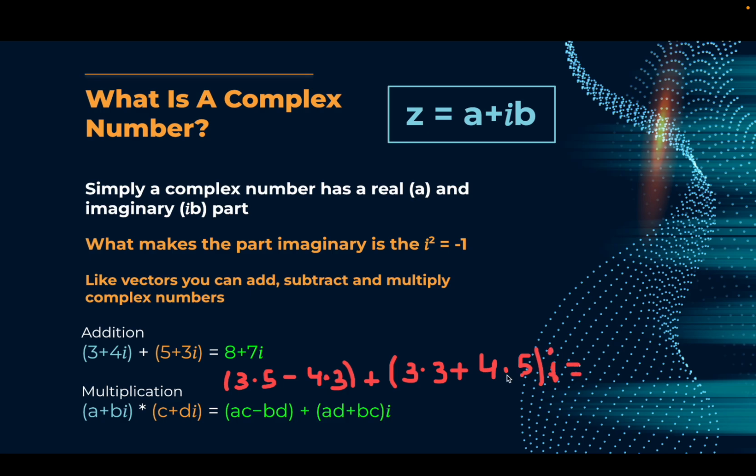And this will basically be 15 minus 12, which is 3, plus 3 times 3, which is 9, plus 20, which is 29, so 29i. So that would be the multiplication for these two. And that's how you multiply complex numbers.